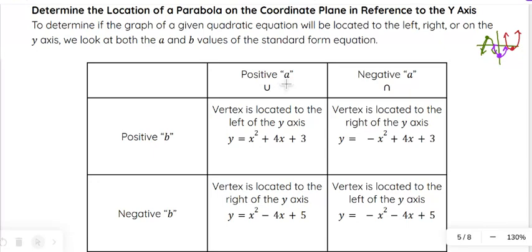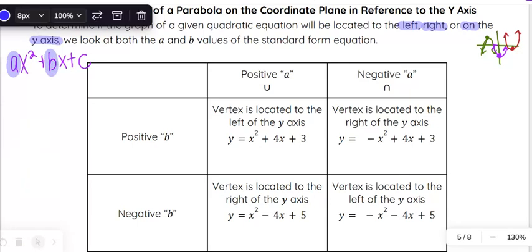So those are going to be our 3 positions: to the left of the y-axis, the right of the y-axis, or on the y-axis. And to figure that out, we look at the b value first, and then we also look at a. So it technically doesn't matter if you look at a then b or b then a, but you do have to look at both of those together and how they work together. So remember, that's our ax squared plus bx plus c. In that is our x squared coefficient and our x coefficient that we are going to look at.